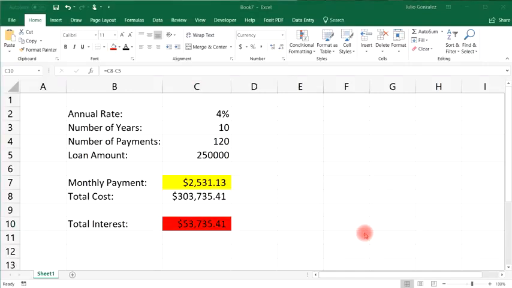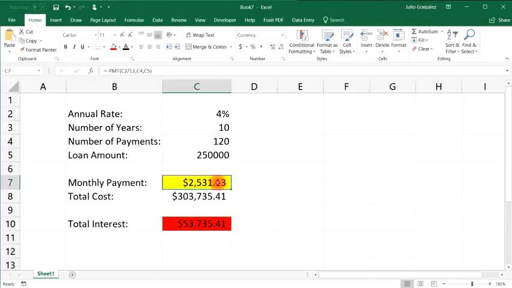So to review, if you're going to take a loan, always work on your negotiating skills. Try to bring down the interest rate as low as possible. Second, try to pay off the loan as quickly as possible so that you can reduce the total interest that you're going to pay over the lifetime of the loan. And at the same time, keep in mind what your budget is, because you don't want to pay too much money per month. So you need to know what your limitations are.